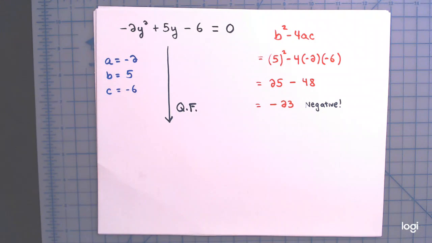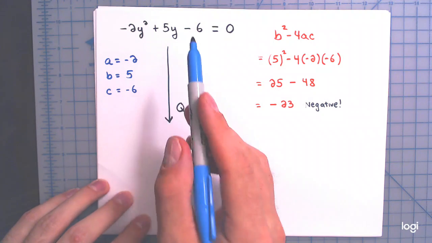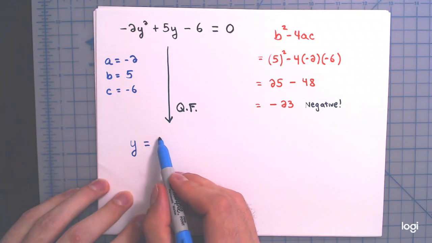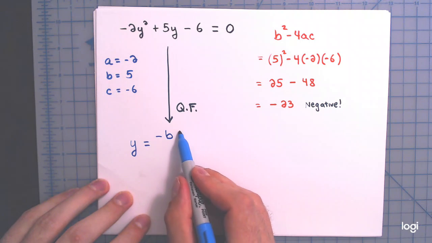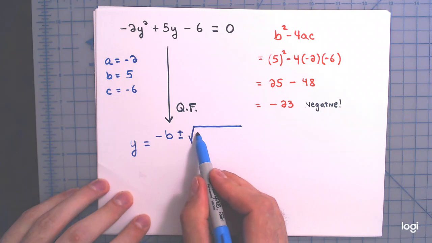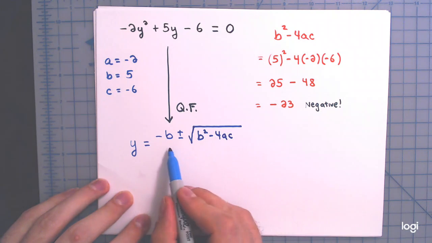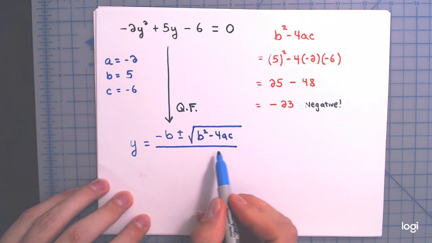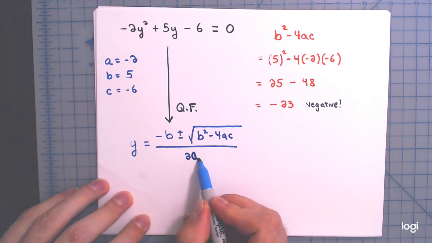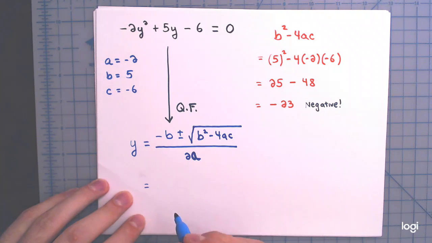So by the quadratic formula, I have my equation in standard form here. The value of y will be equal, and I'll write it out, the opposite of b plus or minus the square root of the discriminant, b squared minus 4ac, and then all of that divided by 2 times a. Right, that's an a, sorry. Alright, well, let me put these numbers in.